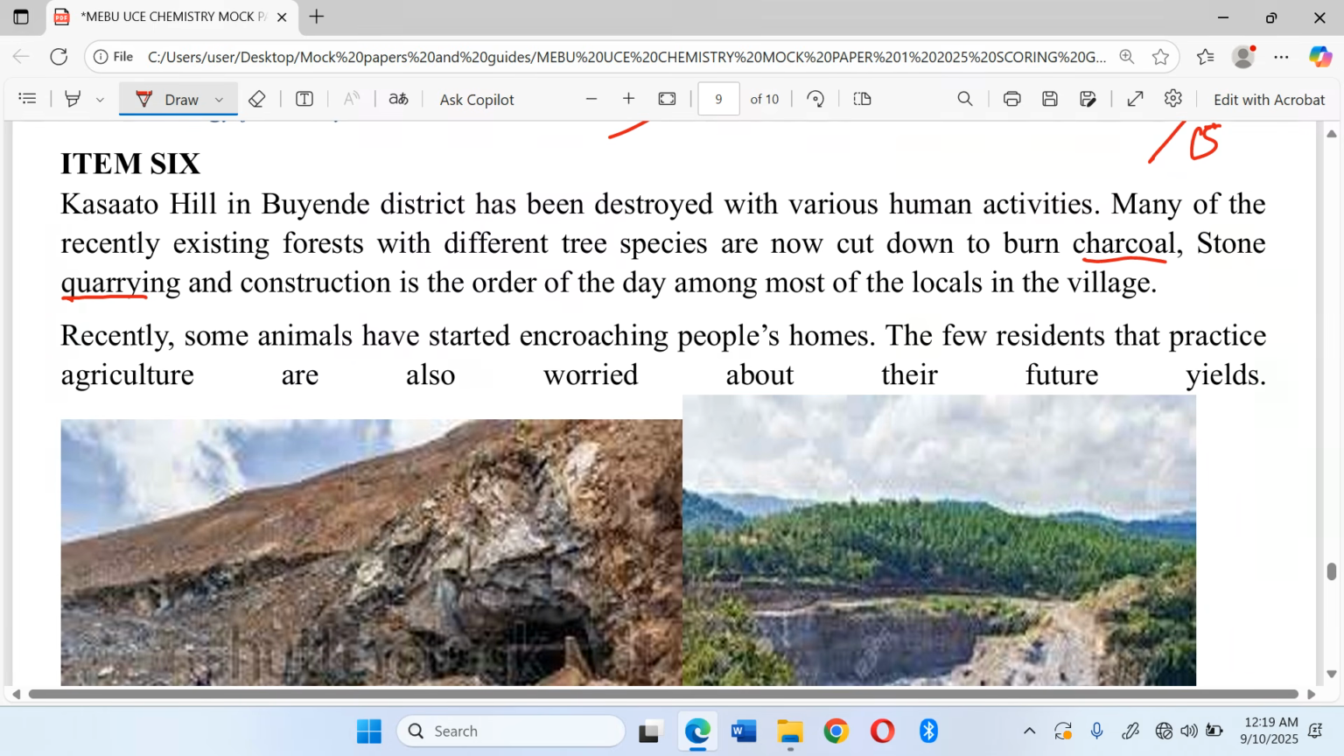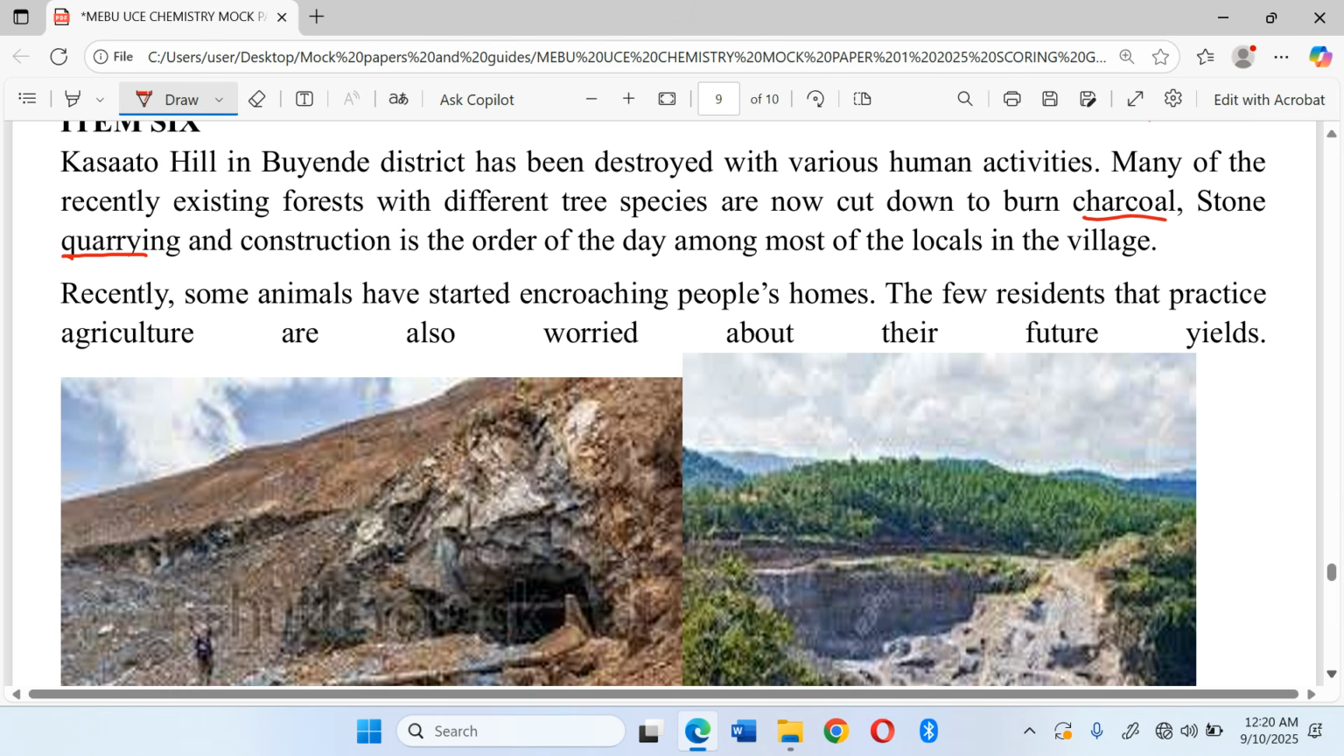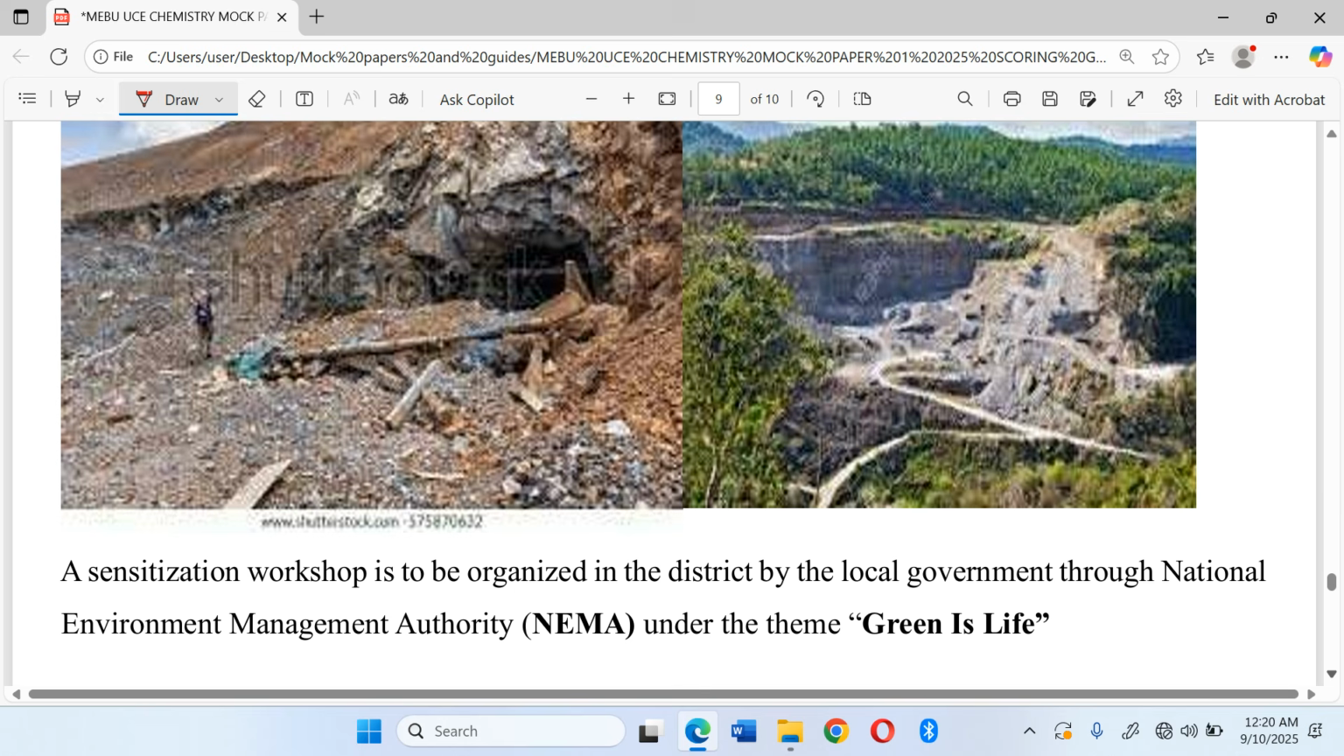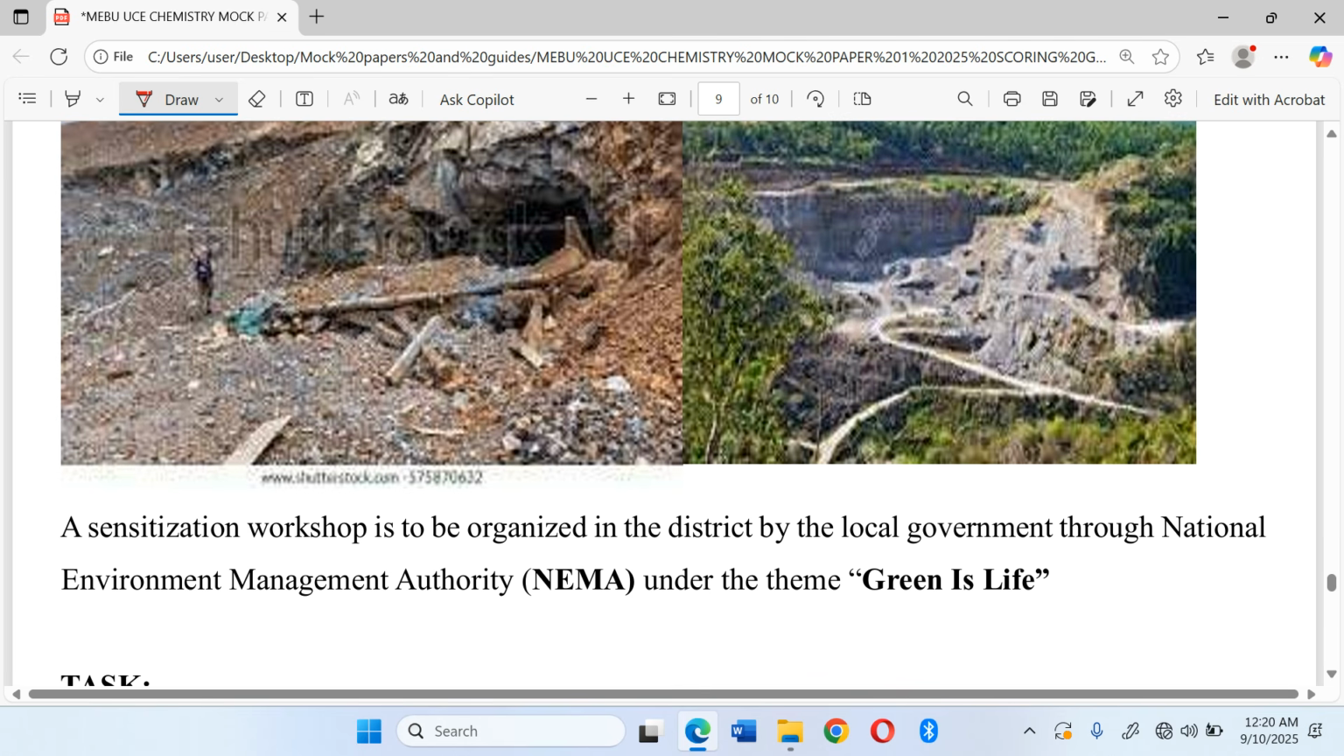Recently, some animals have started encroaching people's homes. The few residents that practice agriculture are also worried about their future yields. Then we have the support material, and they're saying that a sensitization workshop is to be organized in the district by the local government through NEMA under the theme Green is Life.